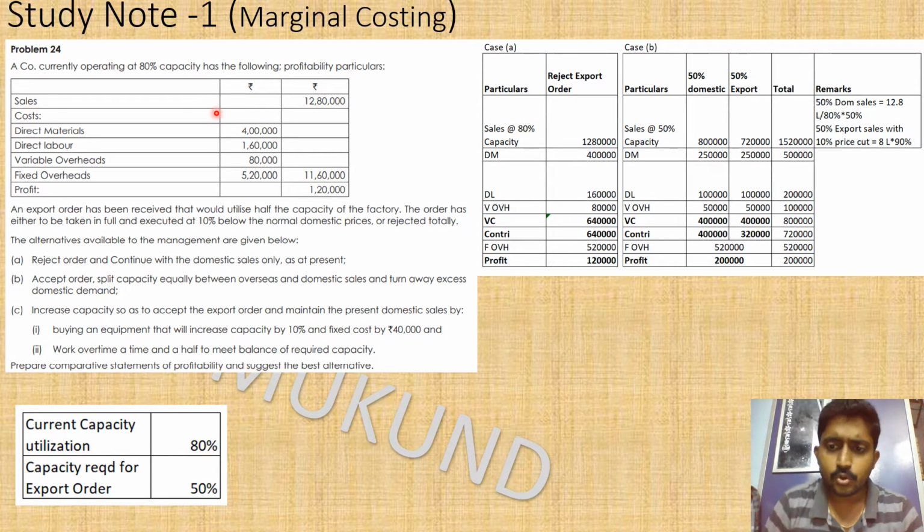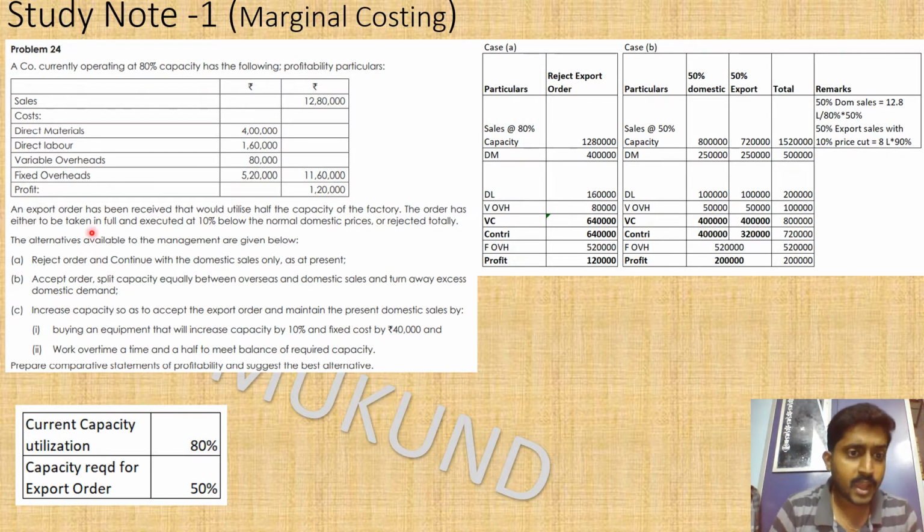Okay, so guys, the first problem for the day is a company currently operating at 80 percentage capacity. So the company is operating at 80 percentage capacity, has the following profitability particulars. So they have given the sales, materials, variable labor or direct material, variable overheads. So total variable cost can be found, and we can find the contribution also if required. Fixed overheads is also given 5.2 lakhs. So if you reduce all the cost from the sales, the total profit will be like 1.2 lakhs.